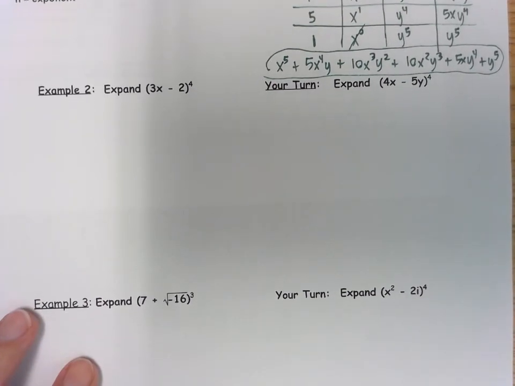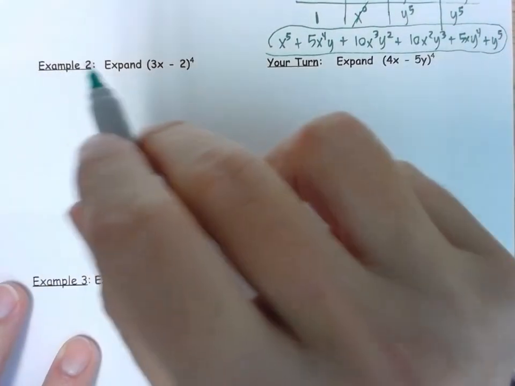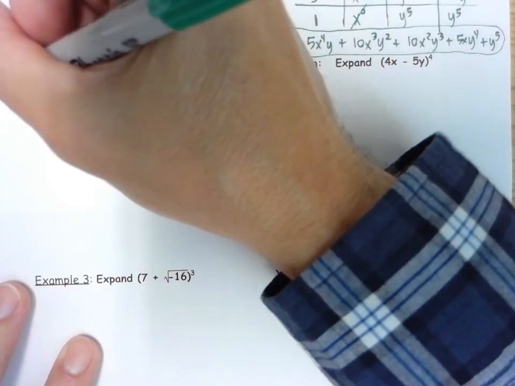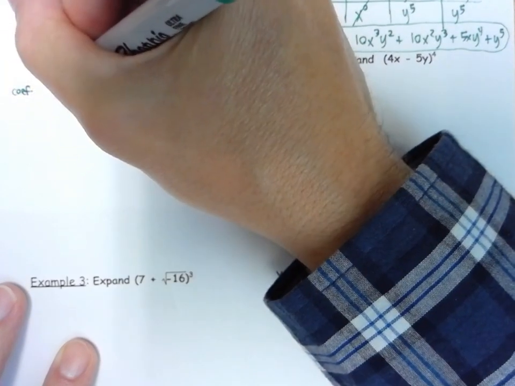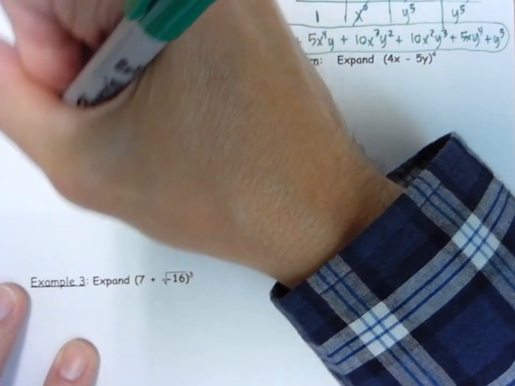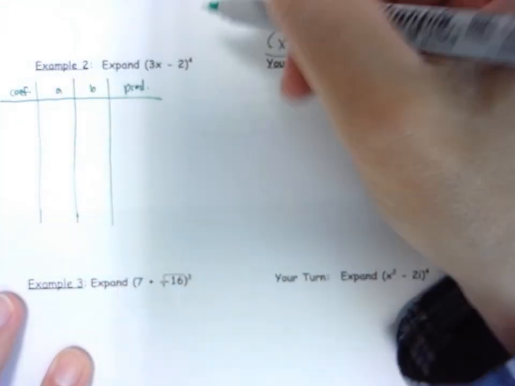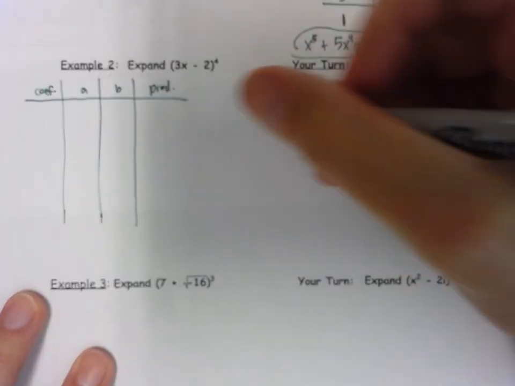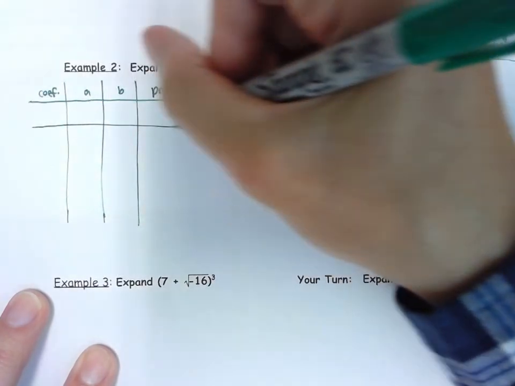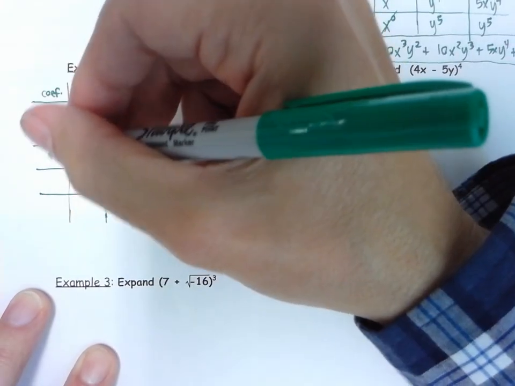So now we're going to expand 3x minus 2 to the fourth power. And again, I'm going to write coefficient, A term, B term, product. So I'm going to write it a little smaller. So I'll do coefficient, A, B, product. Again, we want to leave some room at the bottom for the answer. This is a fourth power, which means there are going to be 5. There's always going to be one more term. 2, 3, 4. So there should be 5 rows in your table.